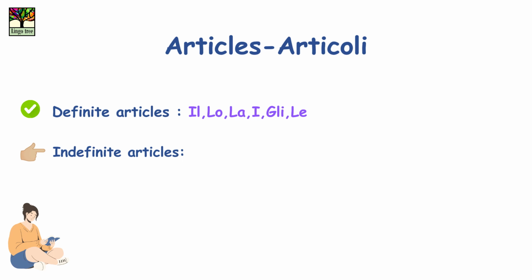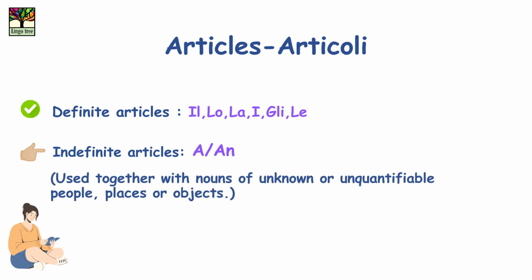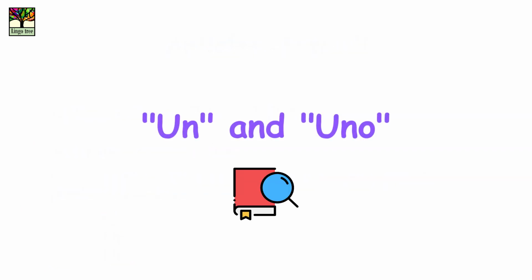As you might know, the English indefinite articles are a, an, and they are used together with nouns of unknown or unquantifiable persons, places, or objects. Now let us see the Italian indefinite articles: un, uno, una. We will begin with the articles un, uno.